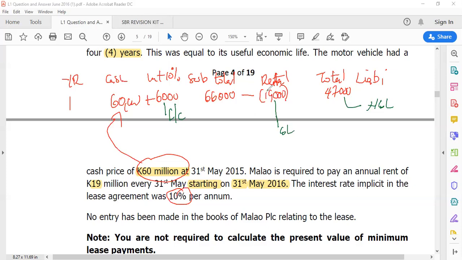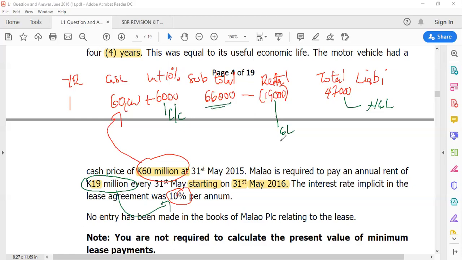You see why? Because the rules say that this man is supposed to pay how much? He's supposed to pay 19 million every 31st May, starting 31st May 2016, starting next year. So if this is 2015, then next year will be 2016, which means that next year someone is going to make that payment. What is going to be his current liability? He's going to pay the payment at the end of the year when he has already accrued interest. Now remember, this 19 million contains 10% inside.